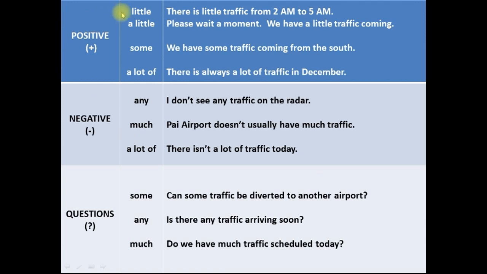First, for positive sentences. If we want to say a relatively small amount, we can say little. There is little traffic from 2 a.m. to 5 a.m., which means almost in a negative way, like not enough or a very small amount. The next step would be a little. So please wait a moment. We have a little traffic coming, which means still a small amount, but more than little traffic. There's no negative connotation here.